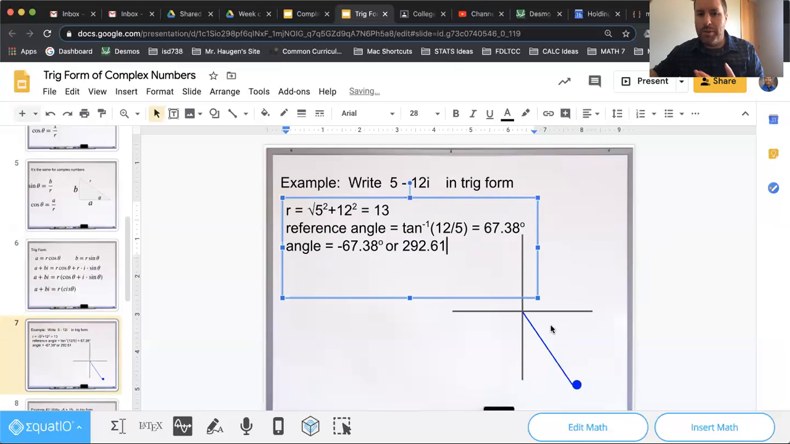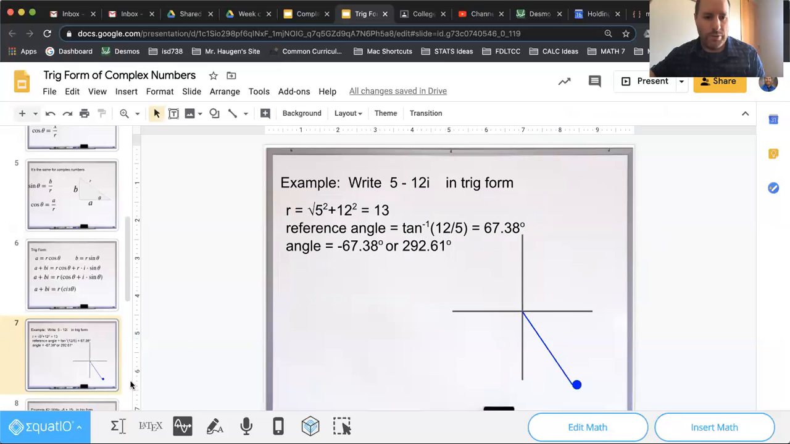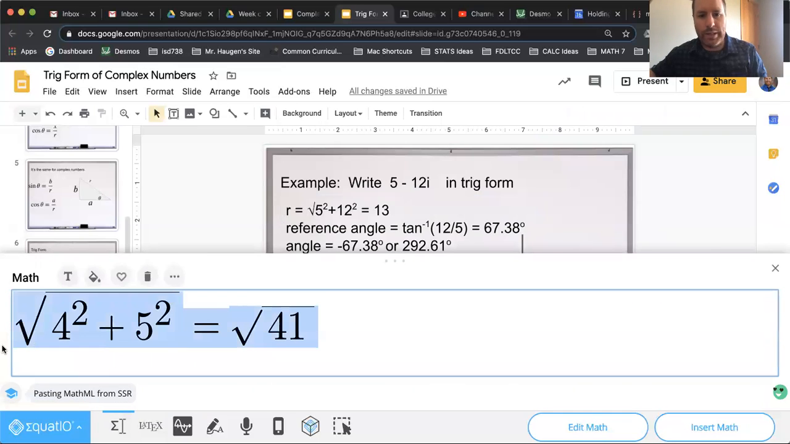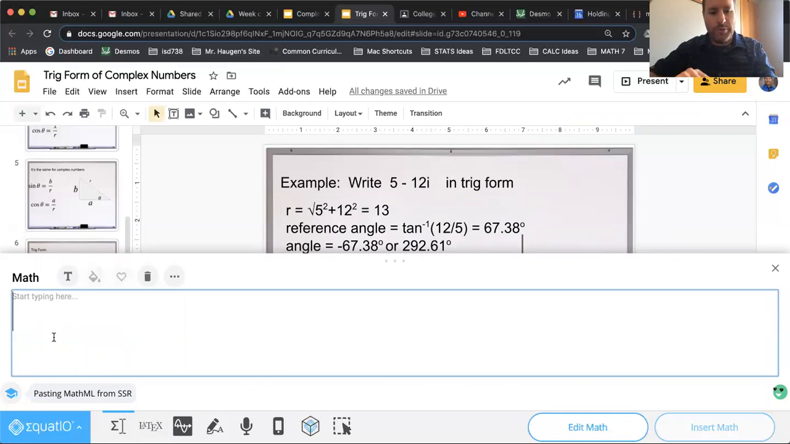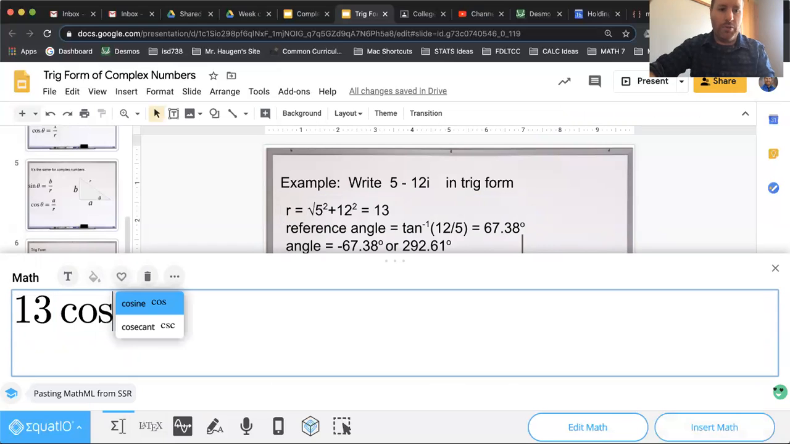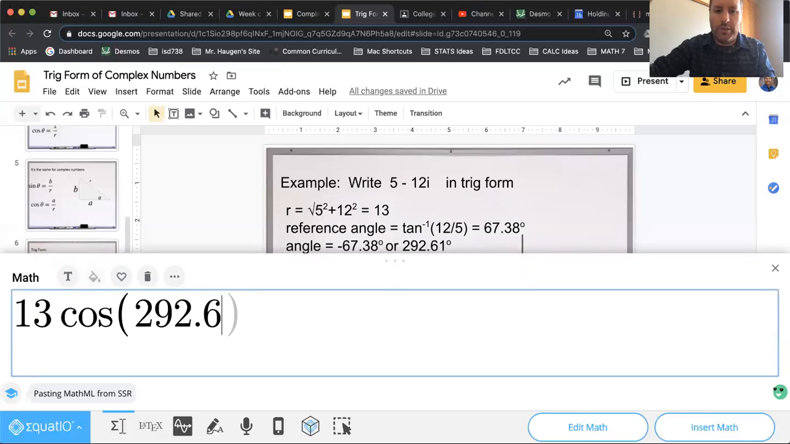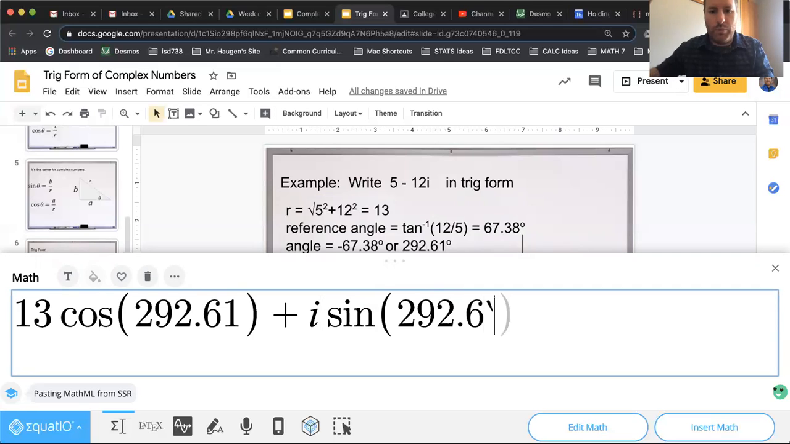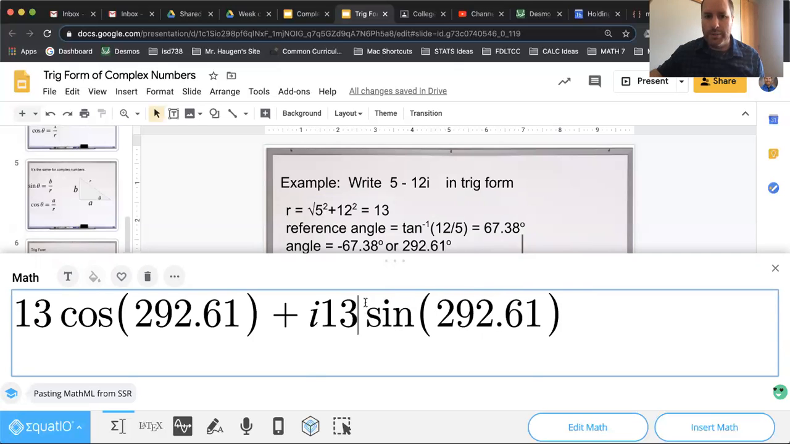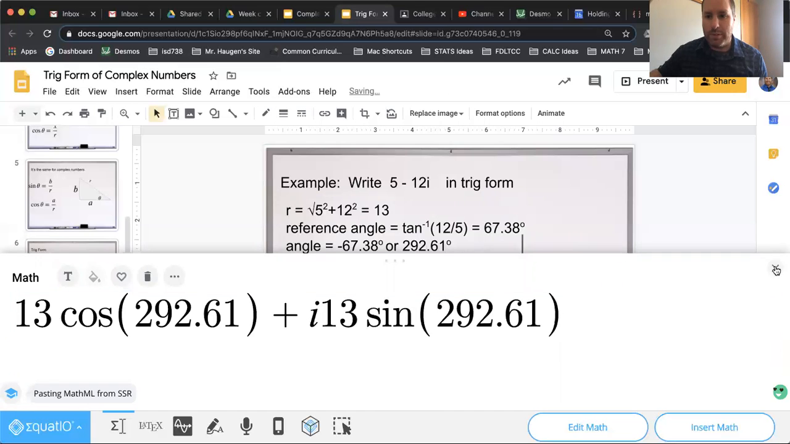292.61. So how we would put that into trig form, there's a couple of different ways that we can do that. We can either type it in the long form, which would be 13 times cosine of the angle, which is 292.61 degrees, plus i times the sine of the angle, which is 292.61. And I forgot to put the, there we go. Got to put that in there too, right? So this is the long form. That's okay as well, right? I mean, this is one form.